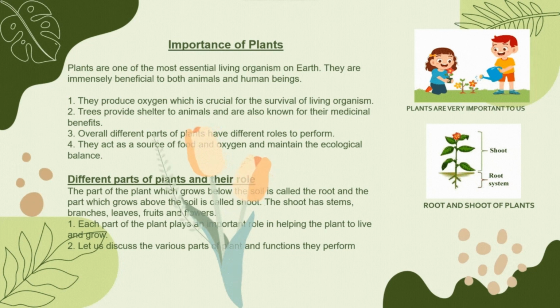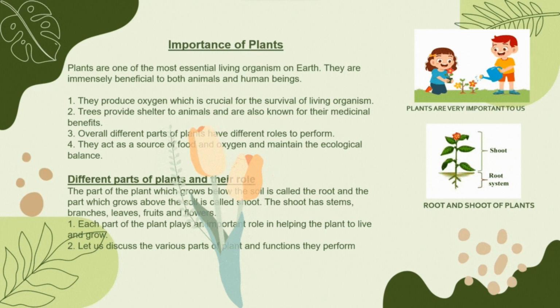1. They produce oxygen, which is crucial for the survival of living organisms. 2. Trees provide shelter to animals and are also known for their medicinal benefits. 3. Overall, different parts of plants have different roles to perform, for they act as a source of food and oxygen and maintain the ecological balance.